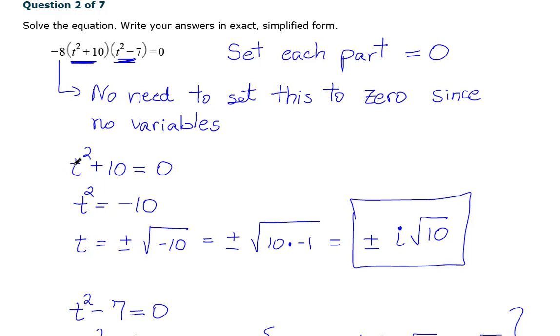Let's see, the first piece, t squared plus 10 is 0. Move the 10 to the right-hand side. T squared is minus 10. And now we use the square root property. Take the square root, so plus or minus square root of minus 10. But it's a minus, and so therefore I can split off the minus 1, and that becomes an i. So I've got plus or minus i square root of 10. And square root of 10 can't be reduced any.